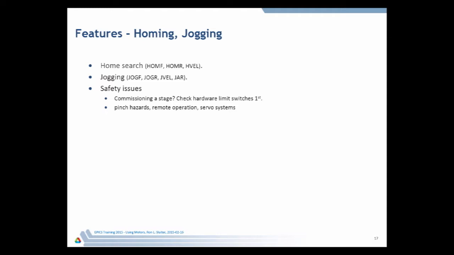You should at least make sure that you've tested out your limit switches before you do a home search, and also made sure that your home velocity is reasonable and things like that. So these are types of moves that you have to be a little bit more careful about.